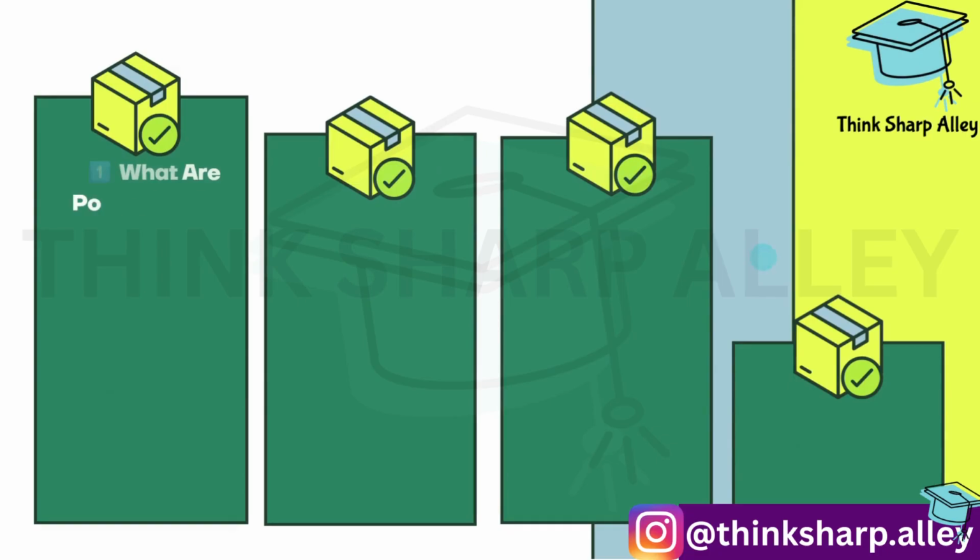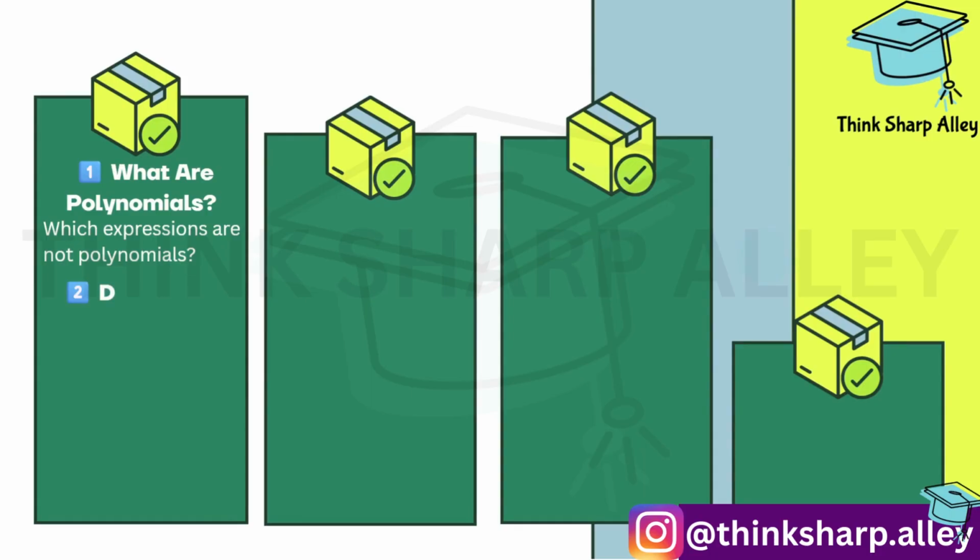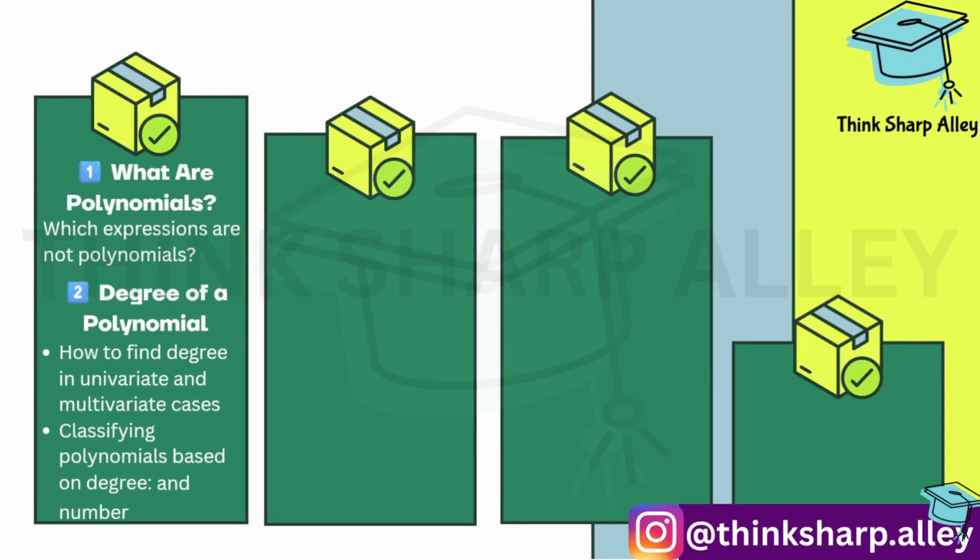First, what are polynomials? So we will understand which expressions are not polynomials. So that will build us clarity because if the foundation is strong, everything else becomes easy. Second, degree of a polynomial. How to find out degree in univariate and multivariate cases and classifying polynomial based on degree and based on number of terms. There you will understand structure, how polynomials should be organized.